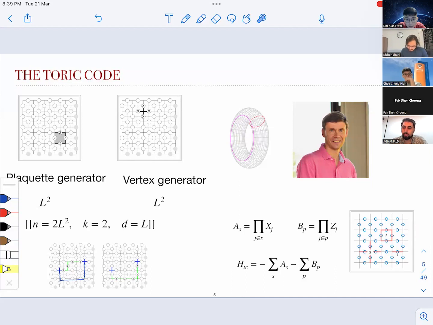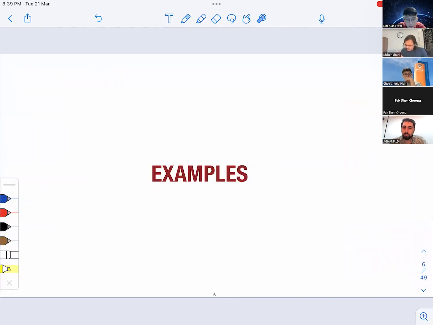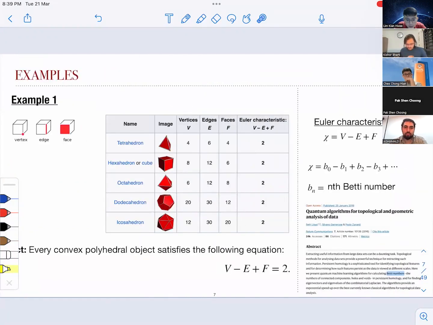Yeah, so that's nice. So let's now look at a few motivating examples, like why we should be interested in topology. Let's look at some of the objects that we see around. This is a cube, and this is a vertex, this is an edge, and this is a face. If you count the number of vertices, how many vertices do you have? Like 8 vertices.